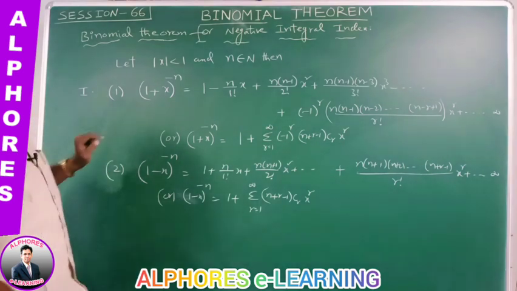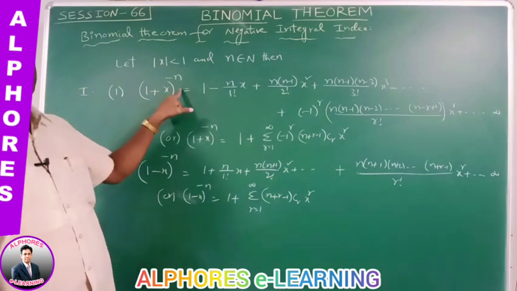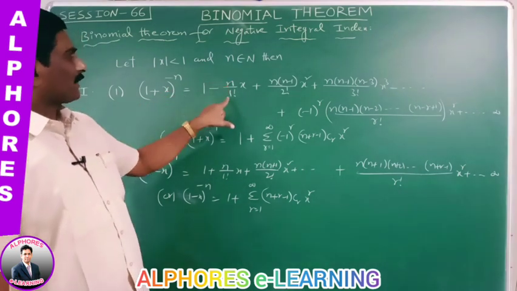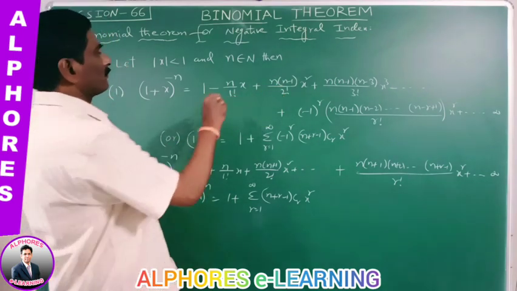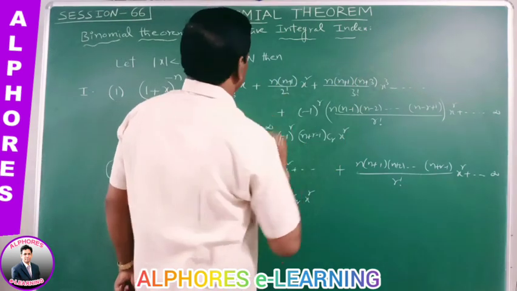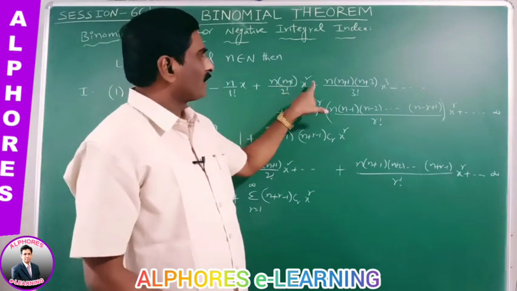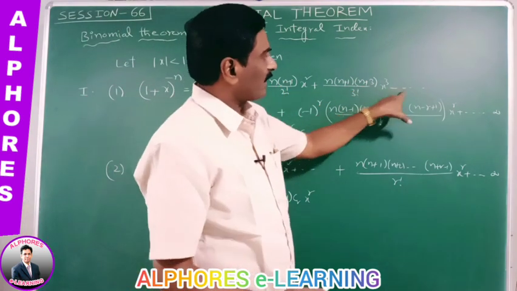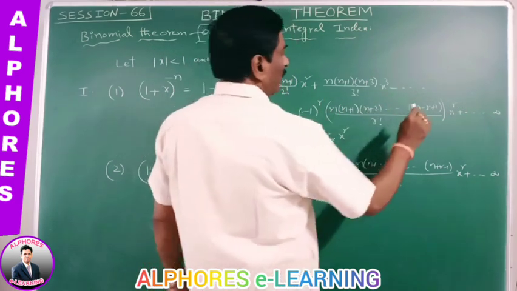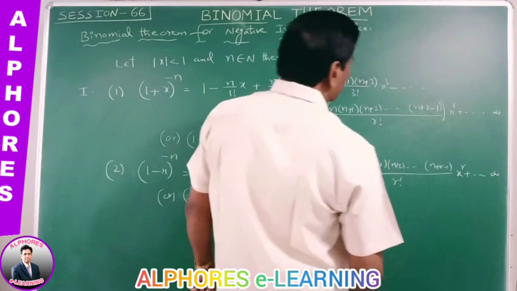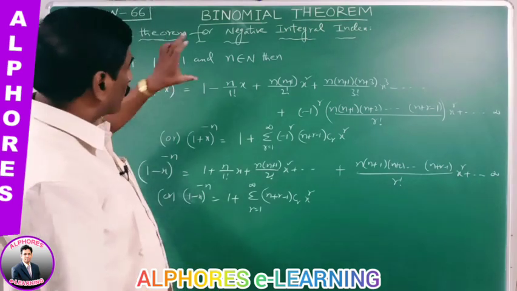Then, Roman number 1, first point: (1 plus x) whole power minus n is equal to 1 minus n by 1 factorial into x plus n into (n plus 1) by 2 factorial into x square minus n into (n plus 1) into (n plus 2) by 3 factorial into x cube plus so on, plus (minus 1) whole power r into n into (n plus 1) into so on (n plus r minus 1) by r factorial into x power r, so on infinite. Okay, we already proved this theorem.